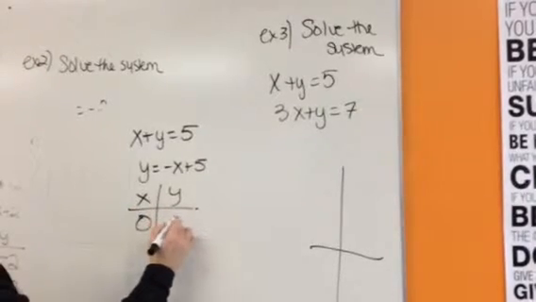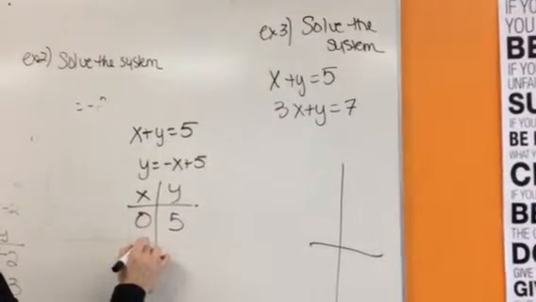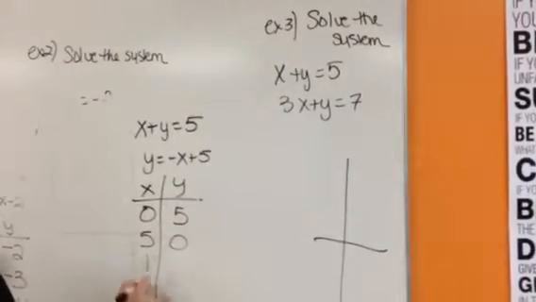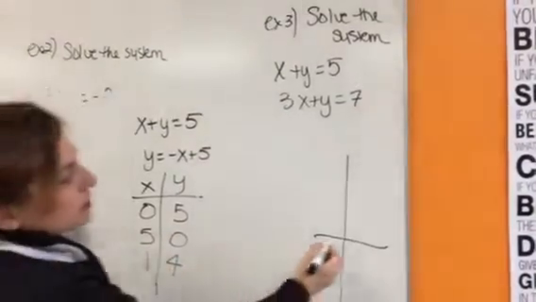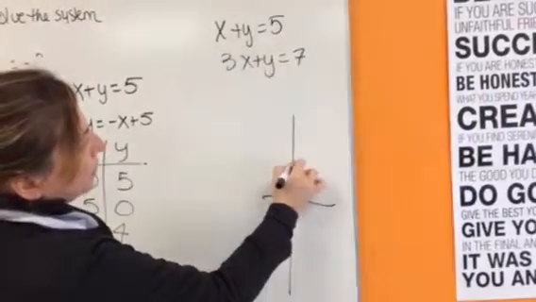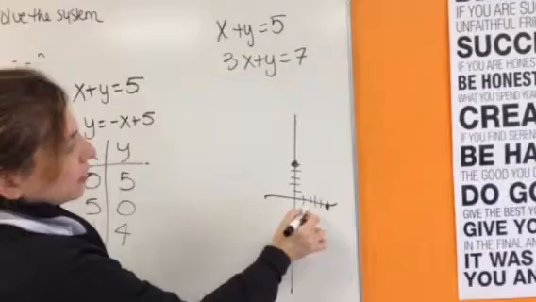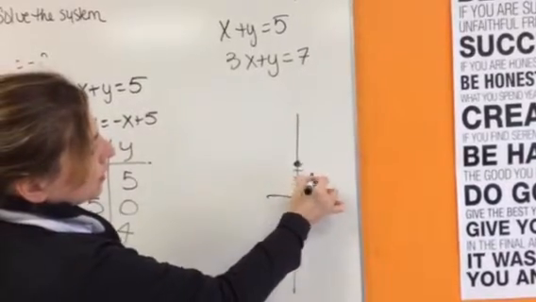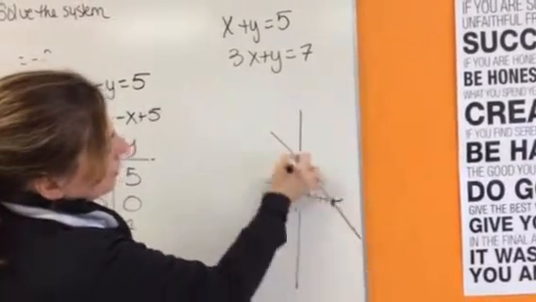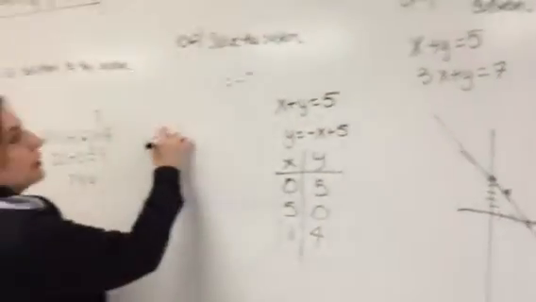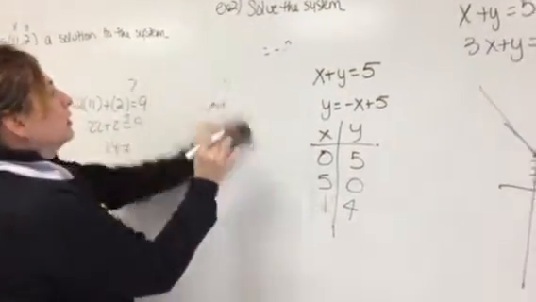If x is 0, I'm going to get 5. If y is 5, I'm going to get 0. And then I'll just do 1, and I'll get 4. So the points are (0, 5), (5, 0), and (1, 4). There's my one line. I didn't do it perfectly, but my next one is 3x plus y equals 7.